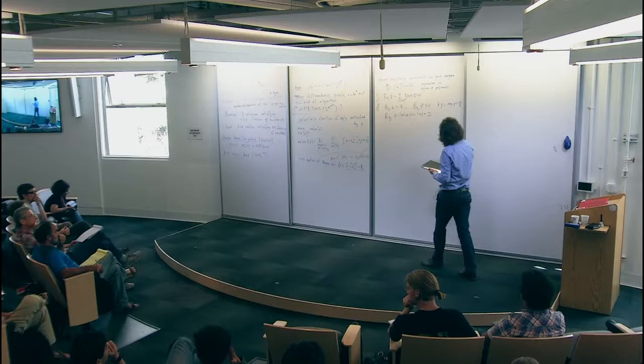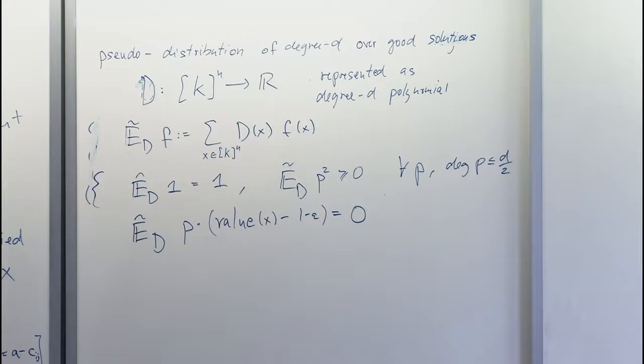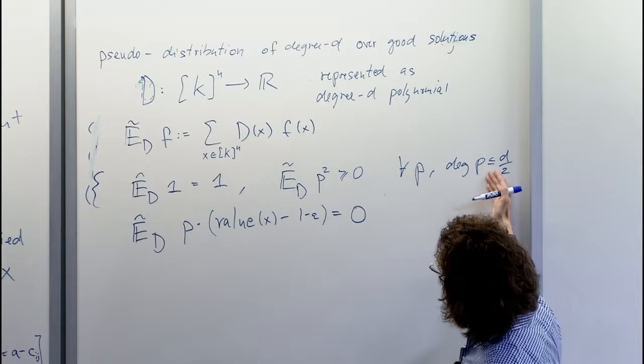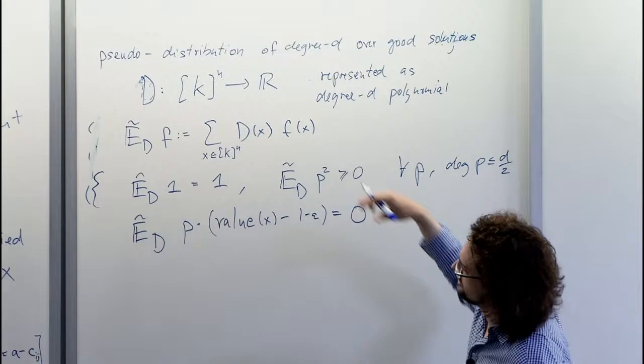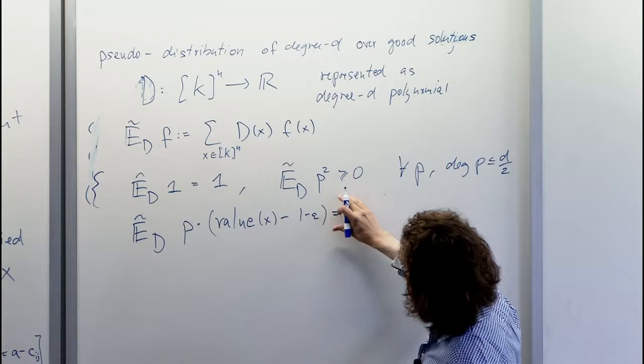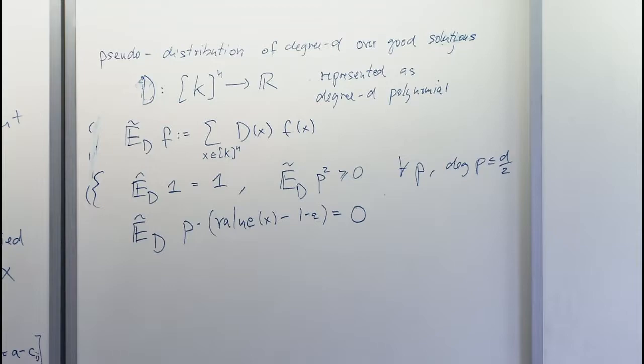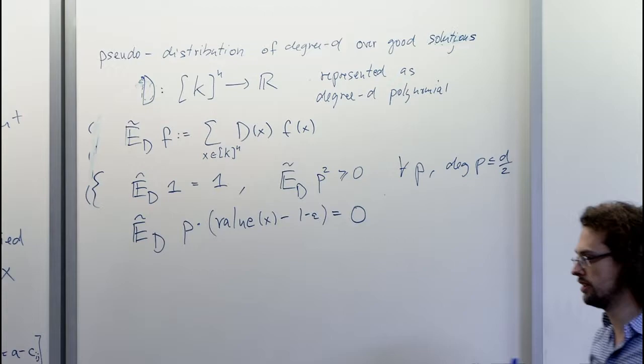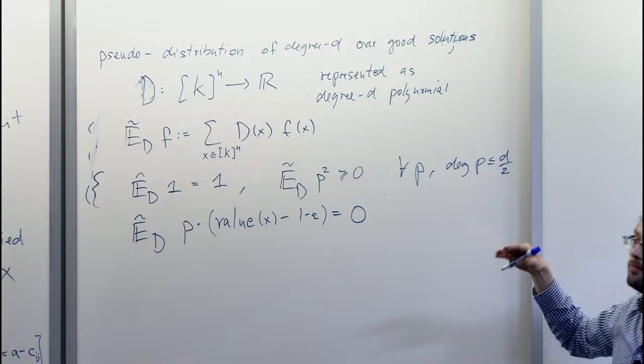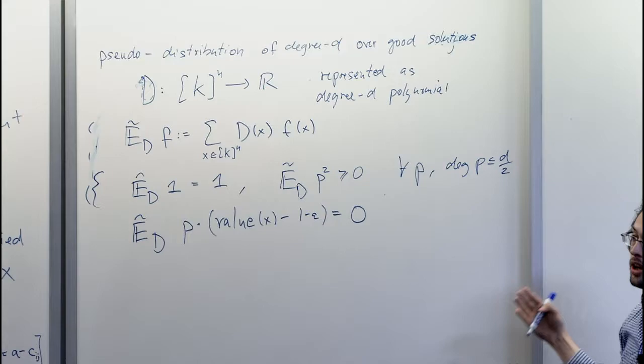If you would choose the degree to be n, then it would capture every function, and maybe that's a good exercise. If you choose the degree d here to be n, then the first two conditions just say that we have a distribution over assignments, and the second condition here would enforce that it's a distribution over assignments that satisfy the 1 minus epsilon fraction of the constraints. Now what we are doing to make these things efficient is just that we don't enforce these things for every degree, but only for degree up to some maybe constant or smaller number.